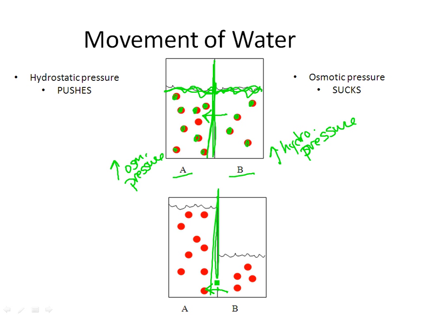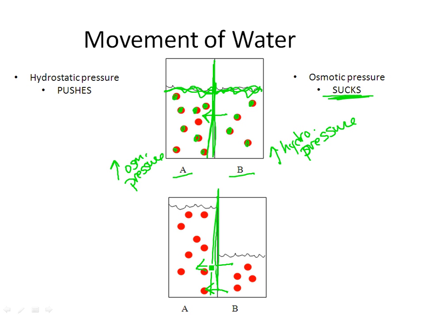Now side A has higher osmotic pressure. Osmotic pressure sucks. So it's going to suck water from where there is lower osmotic pressure to where there's higher osmotic pressure. So side A is sucking water from side B. These two forces work together to move water across body cells. This is how things are moved across those capillary beds.